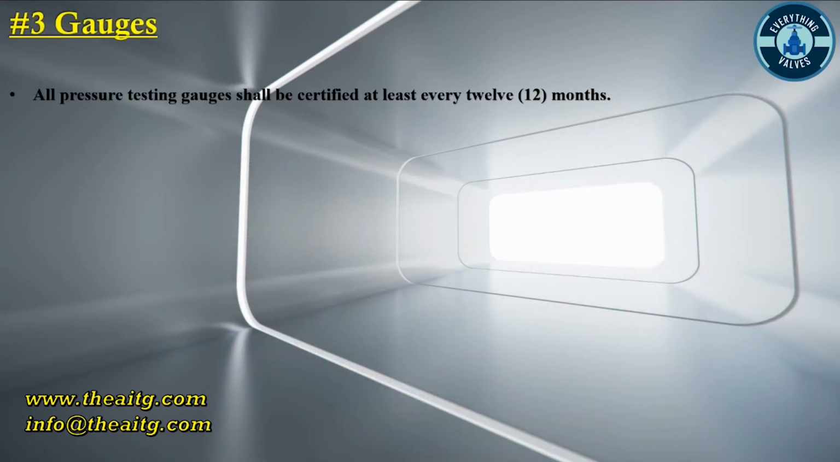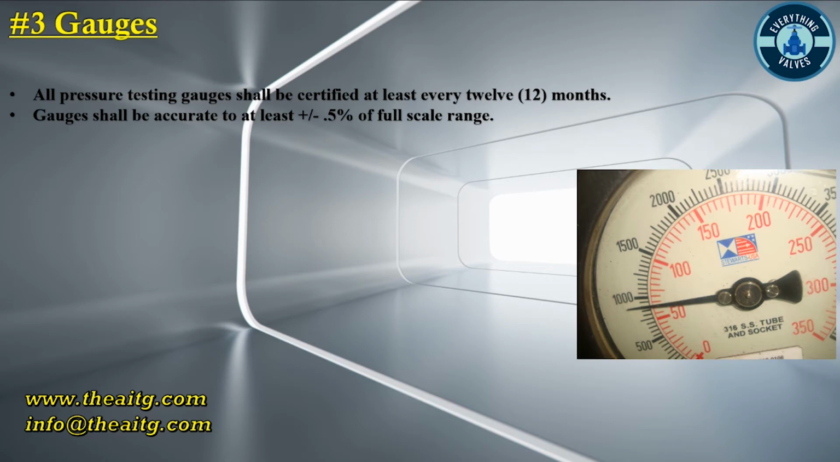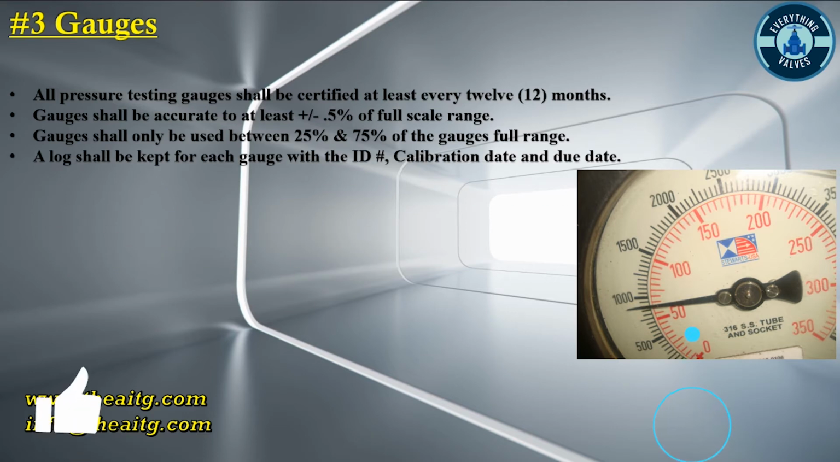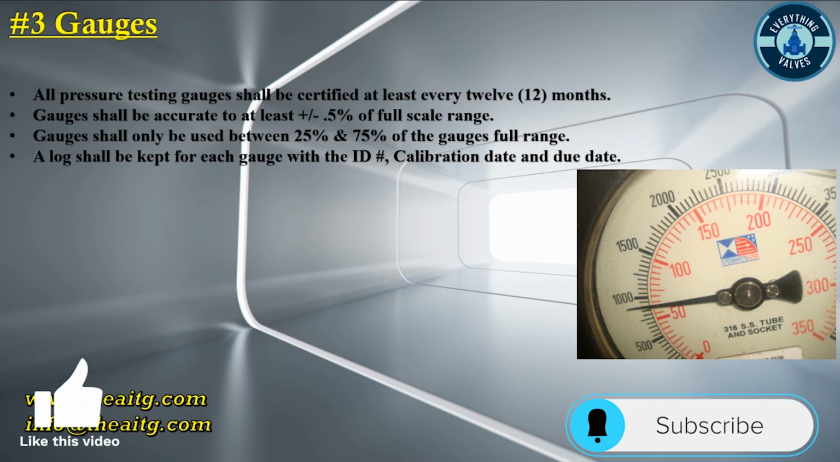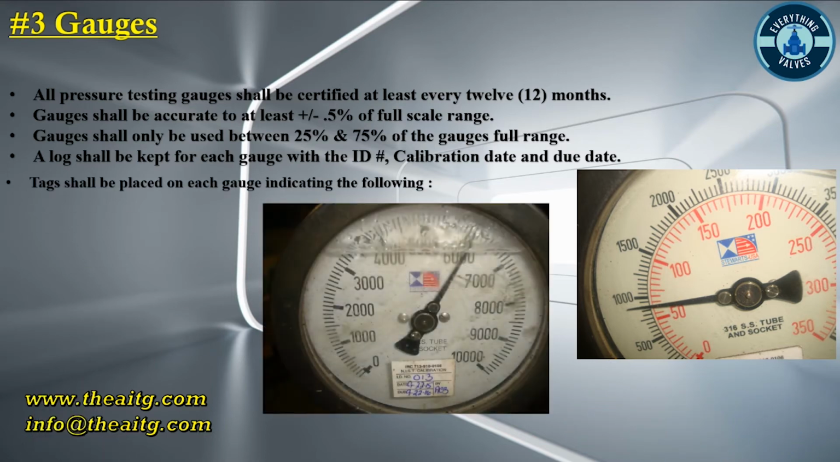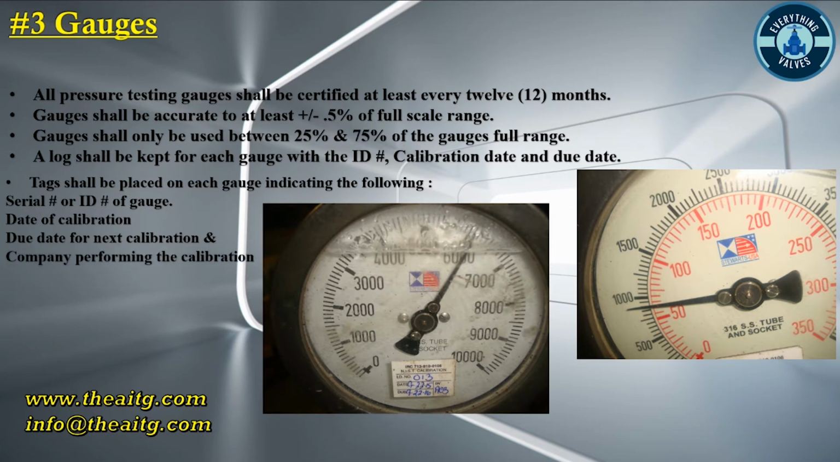Gauges. All pressure testing gauges shall be certified at least every 12 months. Gauges shall be accurate to at least plus or minus 0.5% of full scale range. Gauges shall only be used between 25% and 75% of the gauge's full range. A log shall be kept for each gauge with the ID number, calibration date, and due date. Tags shall be placed on each gauge indicating the following: serial number or ID of gauge, date of calibration, due date for next calibration, and the company performing the calibration.